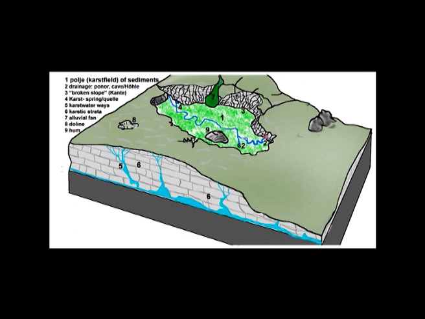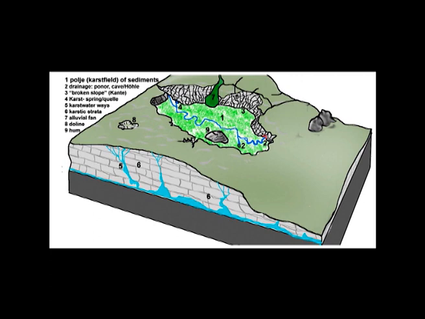They are characterized by large size, a flat bottom, and the shape of a closed basin with steep sides. This is a typical picture of a polje. It is a depression, mainly basin shaped and of large size, with steep sides. All the sides are steep.